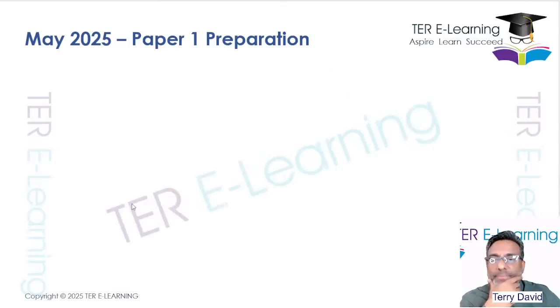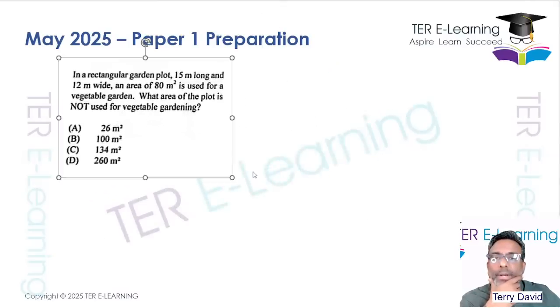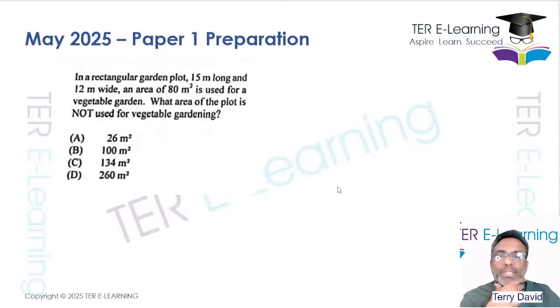The next question. A rectangular garden plot is 15 meters long, 12 meters wide. An area of 80 meters squared is used for a vegetable garden. What area of the plot is not used for vegetable garden?